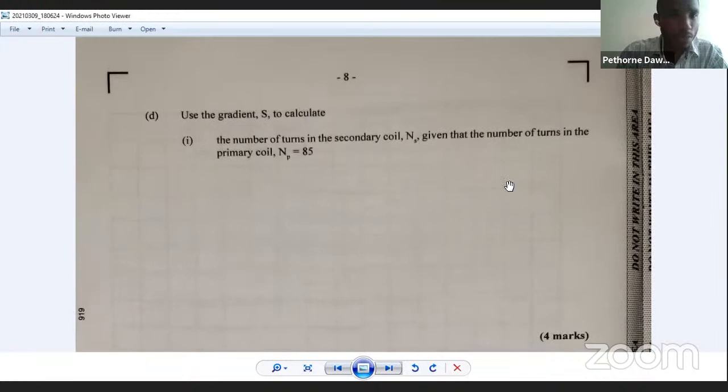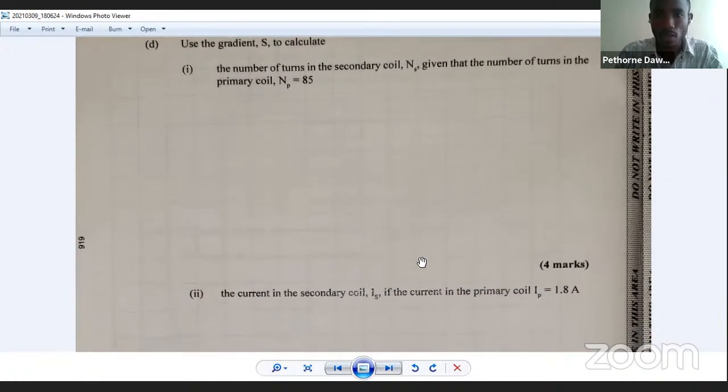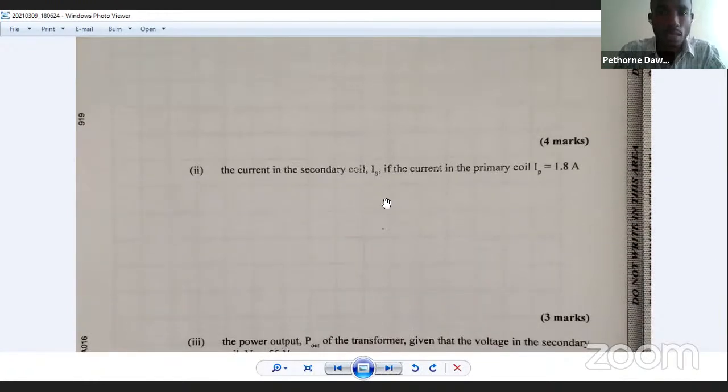All right, well, that's the equation to use. So the 8.3 that we would have found for our gradient, 8.3 roughly, times the 85 Np would give us 705.5, and since you can't have half a turn, well, you could, but let's just round it off to 706. So that's 706 as the Ns value based on what you have gotten from the graph and what is given in the question. That's 4 marks.